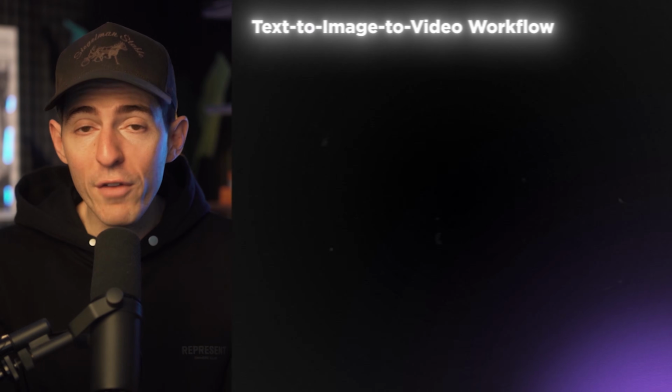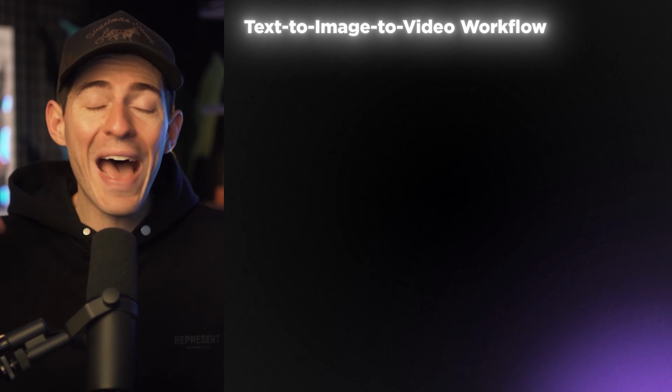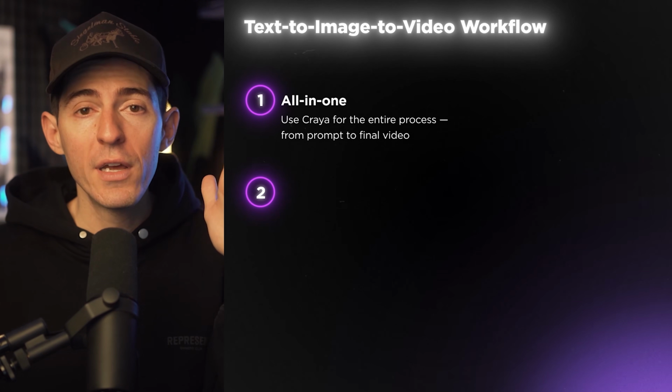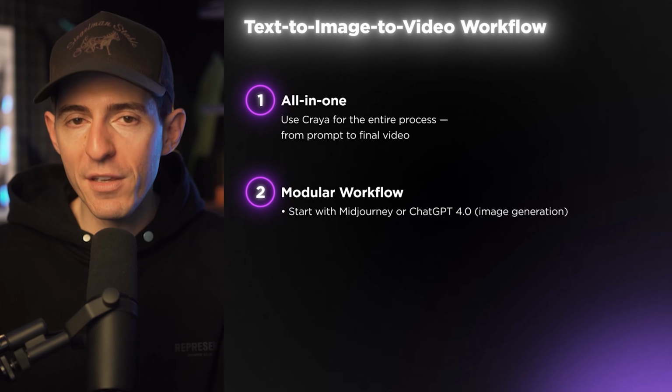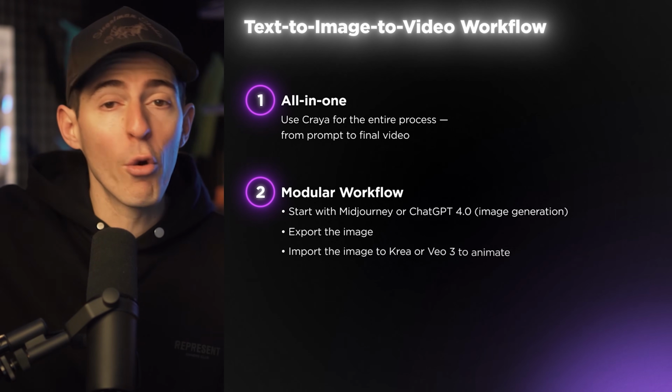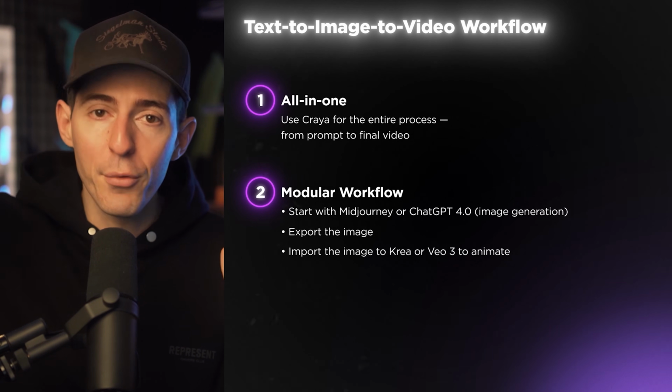So to summarize, the workflow when it comes to text to image to video that I would recommend: either you do everything in Krea to simplify, or you start with Midjourney or ChatGPT 4.0 image if you need text, take that image out and then go into Krea or go into Veo 3, Google Veo 3, to animate.